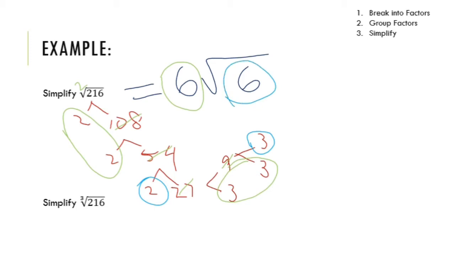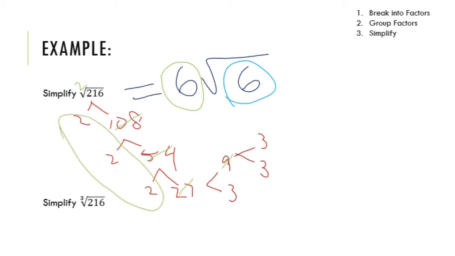All right. Now, how do I do a cube root? I do it the exact same way. The only difference is instead of grouping them in groups of 2, I'm going to group them in groups of 3. So let's erase these little circles because we're going to do different groups now. So we have a group of three 2s here and a group of three 3s here. We have nothing left over.